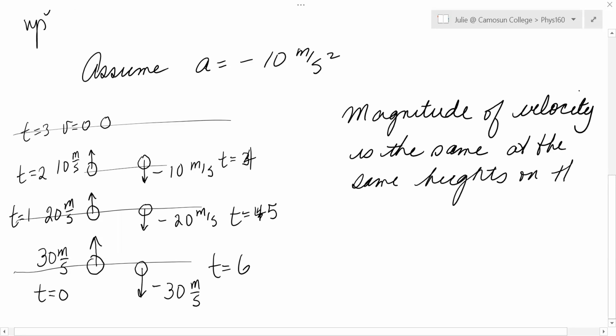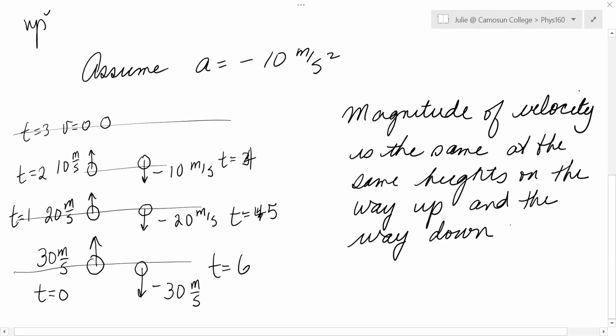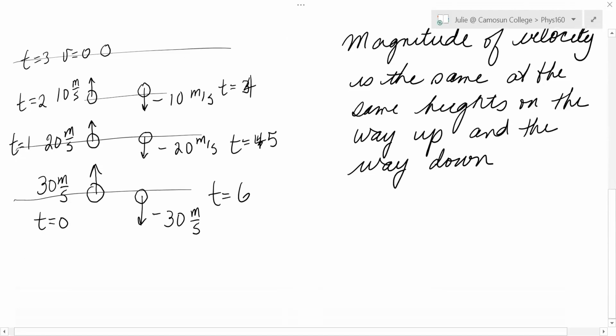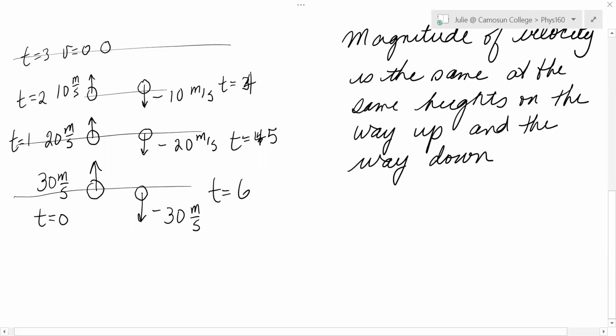On the way up and the way down. Okay, so if you ever know what the velocity is on the way up, you can figure out what it's going to be on the way down. You just have to switch to a negative number. Okay, that's one thing. And also, the time to go up equals the time to go down.